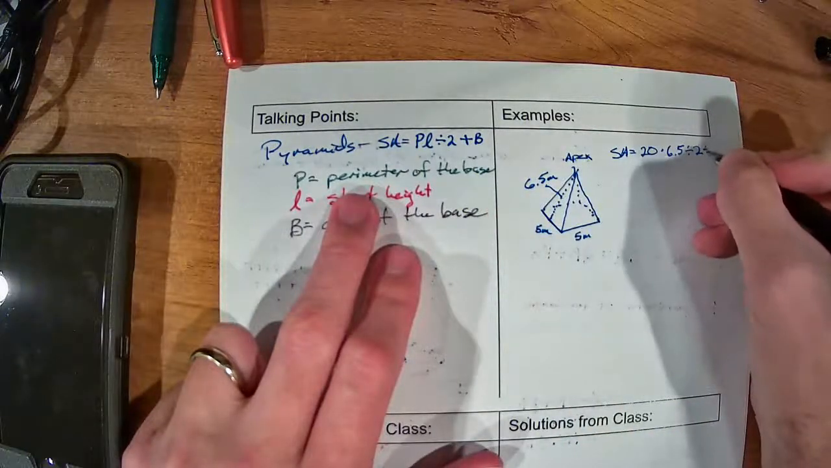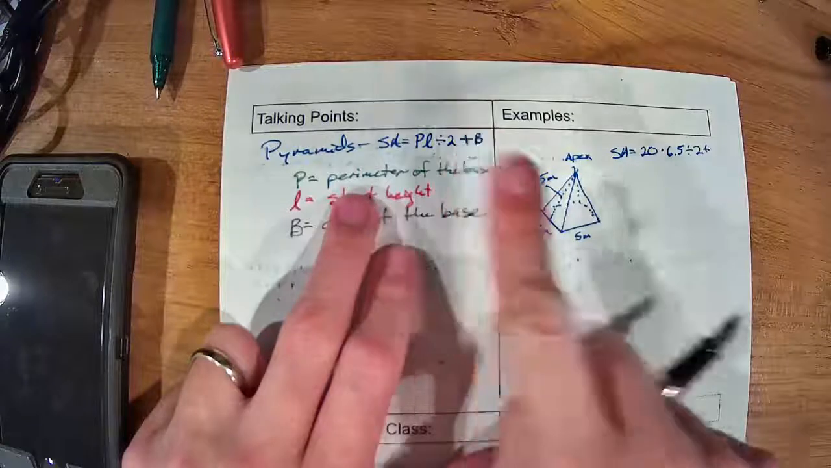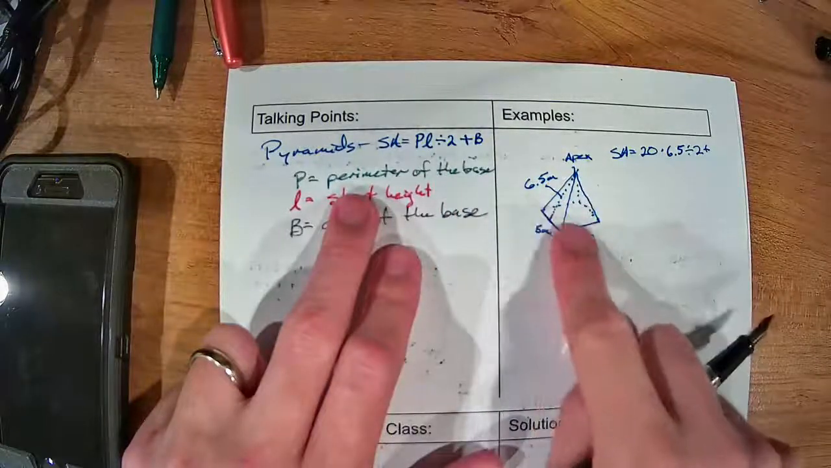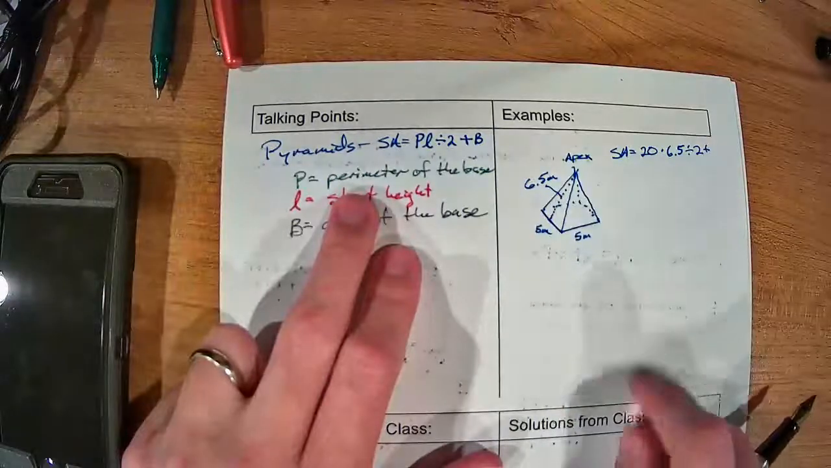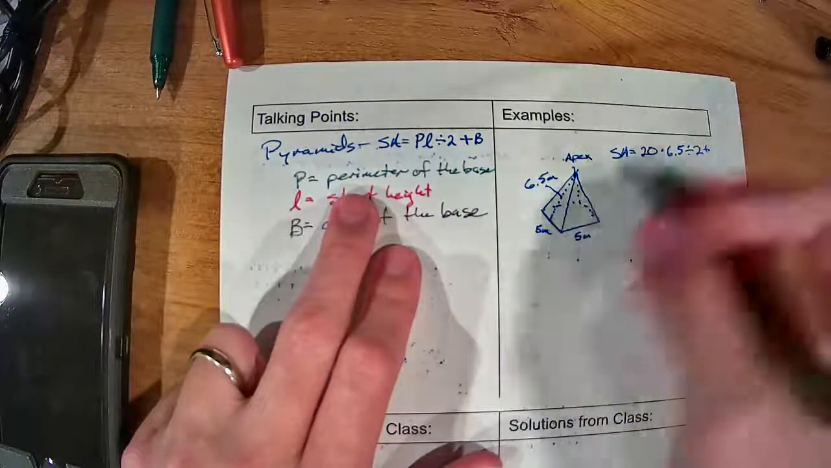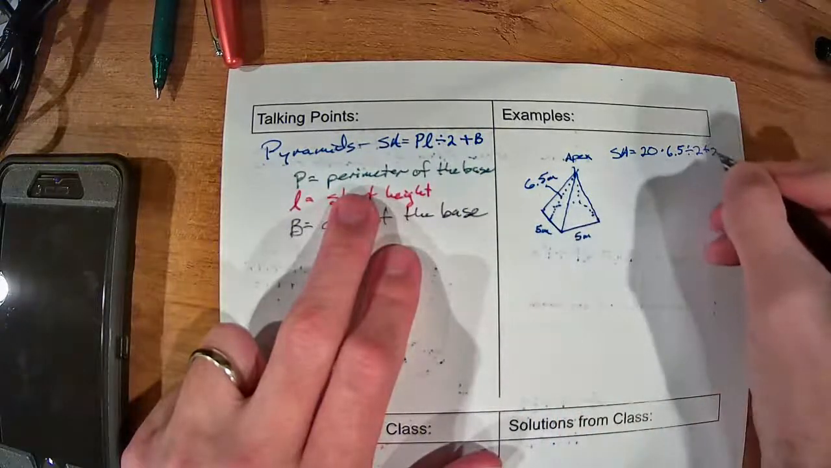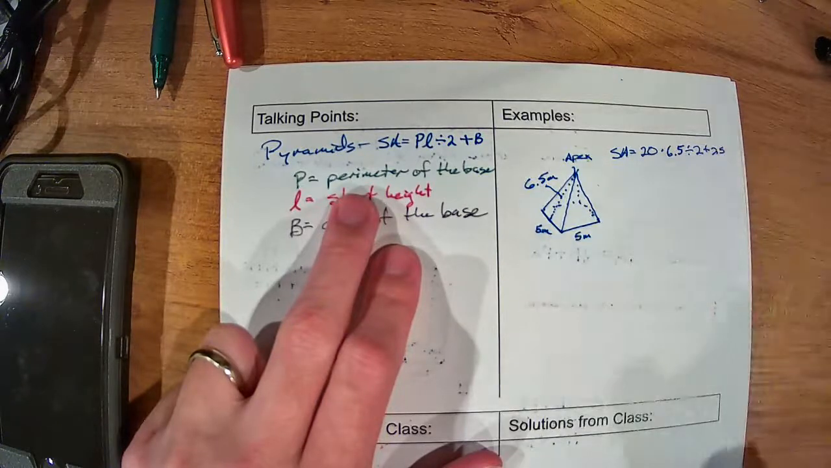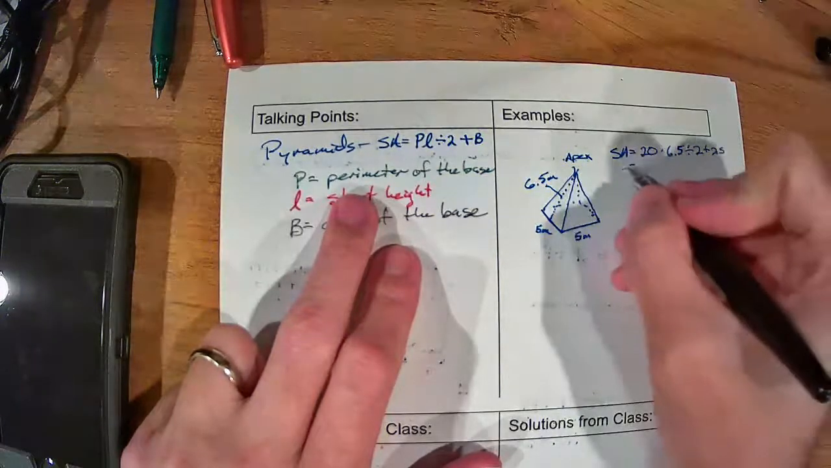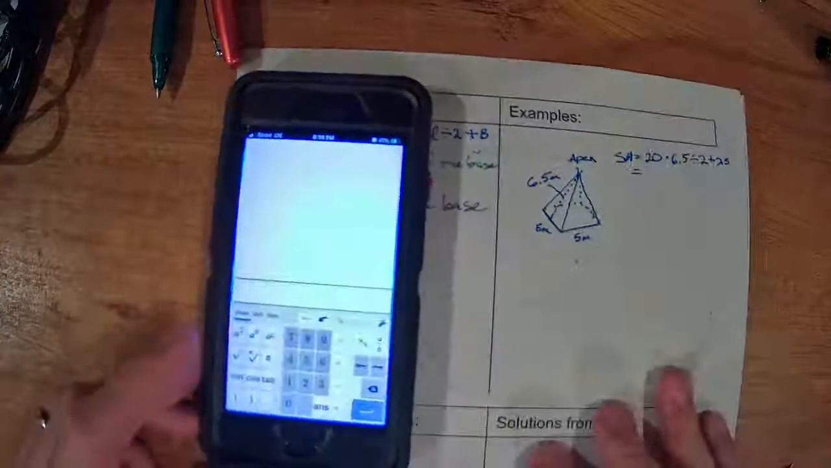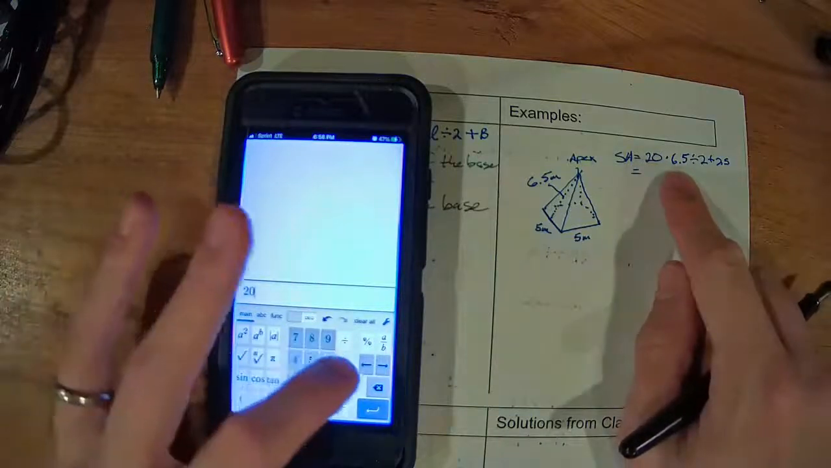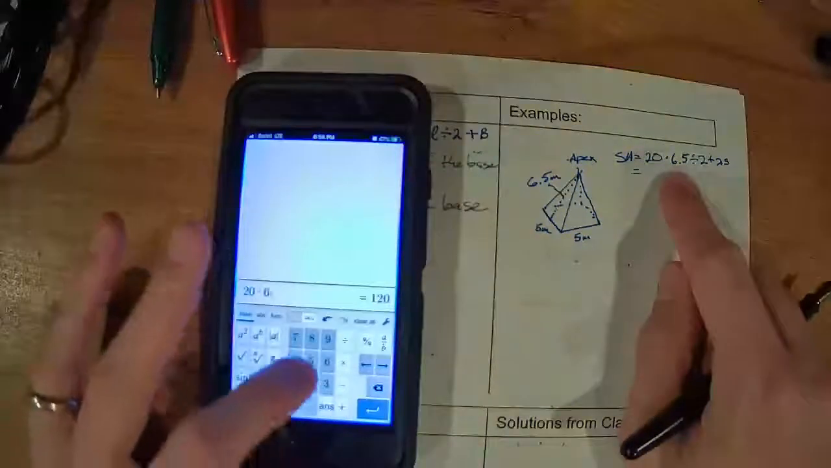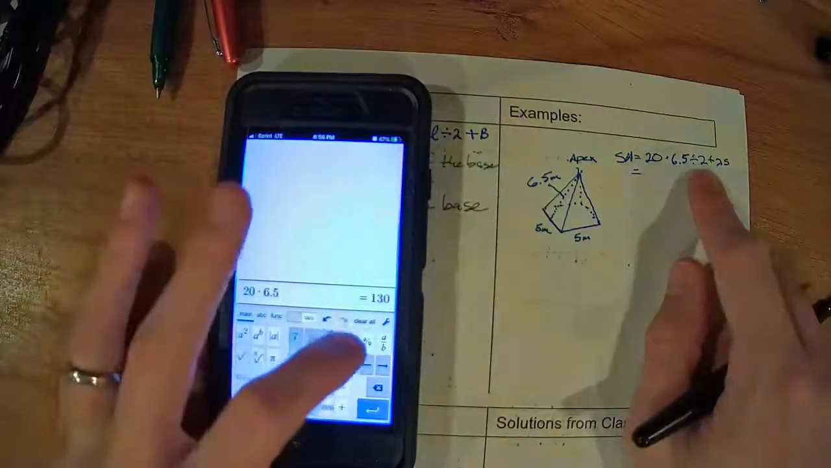Last thing we need is the area of our base. And notice we only have one base because in pyramids, we just have the base that it sits on. There is no base at the other end. There's just that point, the apex. So in this case, the area of our base would be 5 times 5. So that is 25. So let's see what we get. And again, sometimes these numbers will be easy to crunch, sometimes not so much. In this case, we'll just grab a calculator. So 20 multiplied by 6.5, divided by 2.